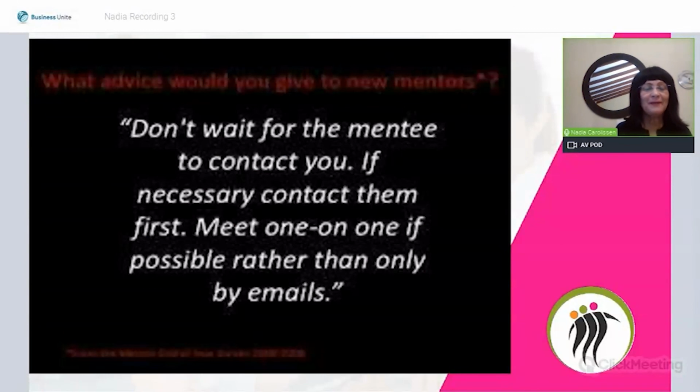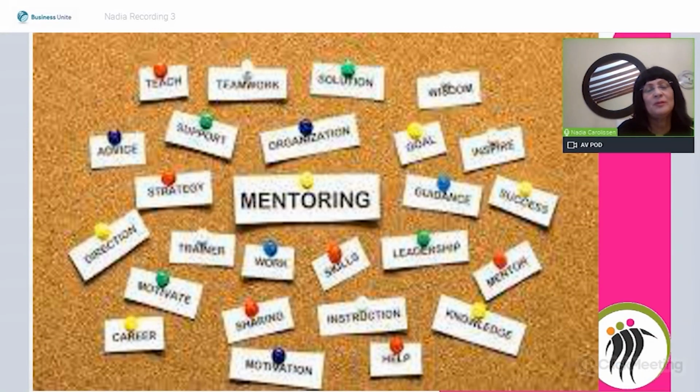In this context, I think I understood why many of you need to become mentors now. Don't wait for the mentee to contact you. Go out, make yourself available, meet them one-on-one or in person rather than only sending emails and WhatsApps. That is part of you taking the initiative, in other words.